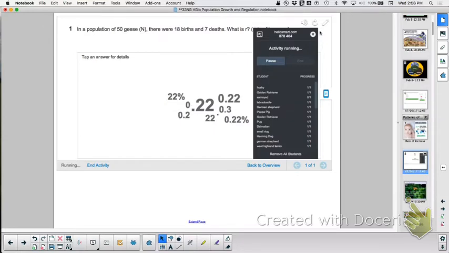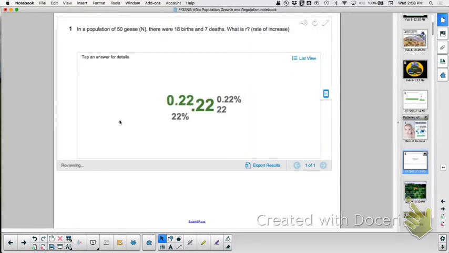Okay, so let's talk about this. In a population of 50 geese, there are 18 births and 7 deaths. So you would say 18 minus 7. What is 18 minus 7? 11. Over the total population of 50. So 11 divided by 50 is 0.22. So if you put 0.22, you got it right.